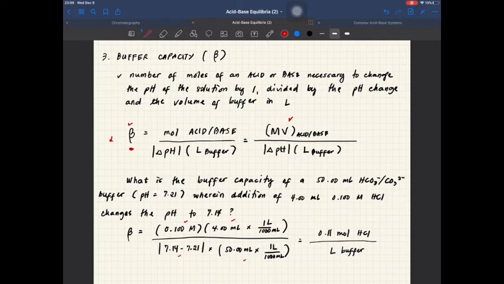Okay, using this formula for the buffer capacity, all we need to do is substitute everything. So we have 0.1 molar, which is the concentration of the acid, and the volume of the acid that is added in liters. So convert it to liters: 4 ml times the conversion factor 1 liter over 1000 ml, all over the pH change from 7.14 to 7.21 times the volume of the buffer in liters. So finally, we get this value, which is 0.11 moles of hydrochloric acid per liter of buffer.